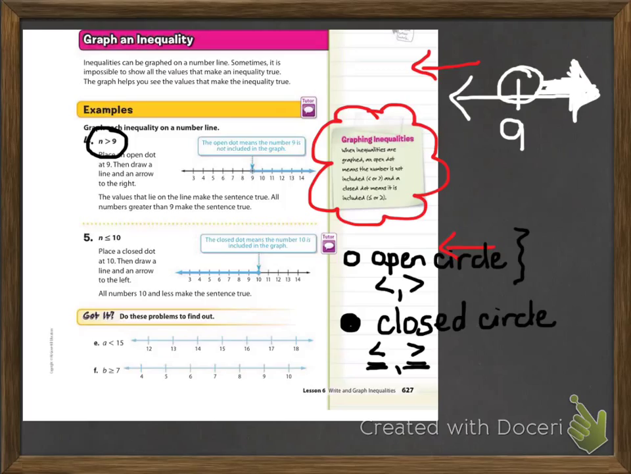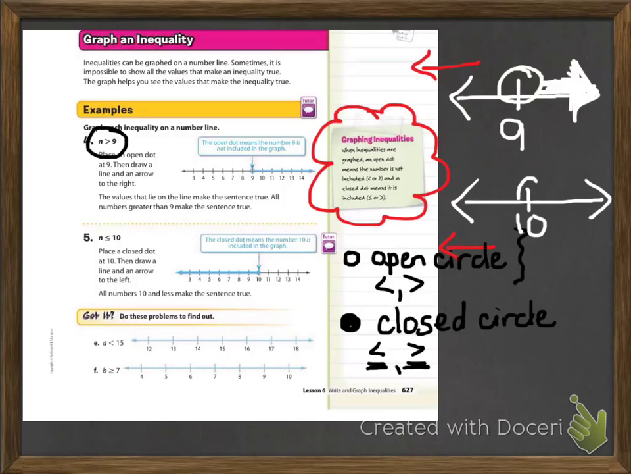Looking at example number 5, it says n is less than or equal to 10. So on this one, you're going to once again draw a number line. Make sure you have arrows on each end, because remember, number lines go forever and ever and ever in each direction. Since we're only talking about the number 10, that's really the only number I need to put on my number line. It's unnecessary to add all those extra numbers because it just takes a lot more time. Now, what this is telling us is n could actually be the number 10, but n could also be every number less than 10.